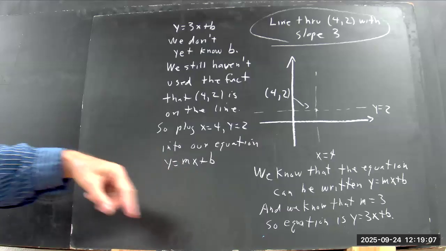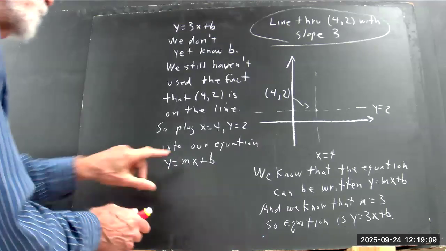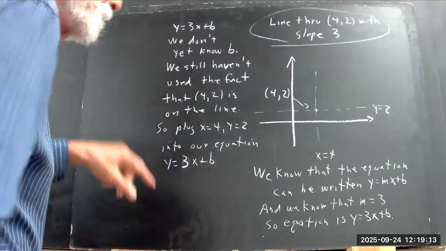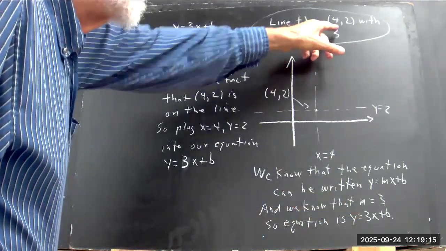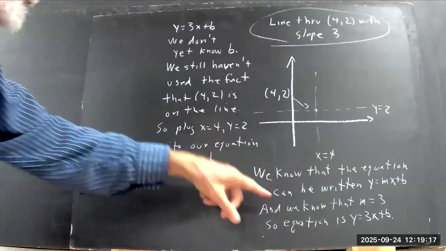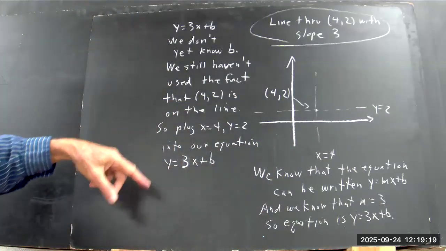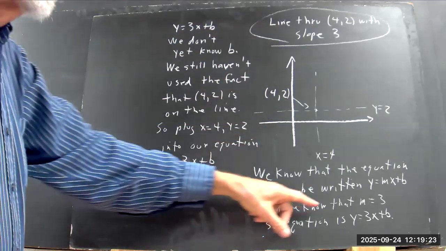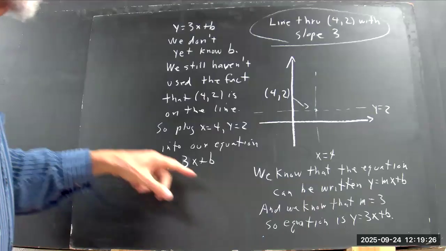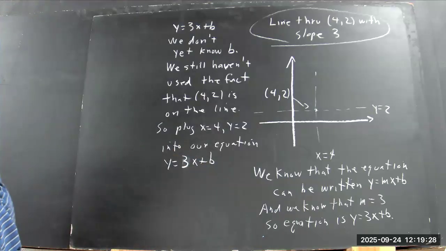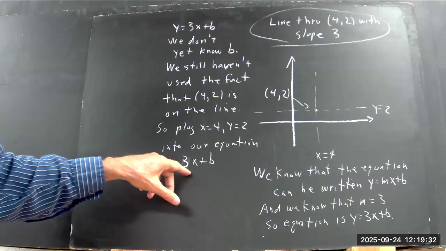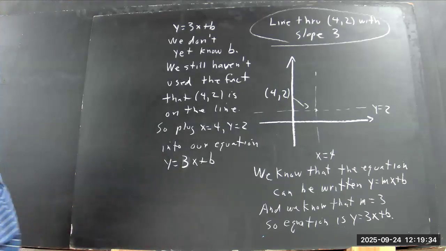So quickly, I said into the equation y equals mx plus b. Our equation now is y equals 3x plus b because we used the fact that the slope is 3. So basically, we've used the fact that the slope is 3, so instead of y equals mx plus b, we write y equals 3x plus b. Plug in 2 for y and 4 for x. Just go ahead and do that. I'm not going to come around and look.